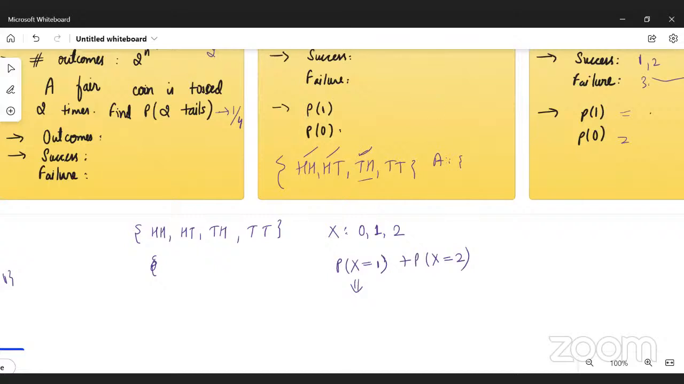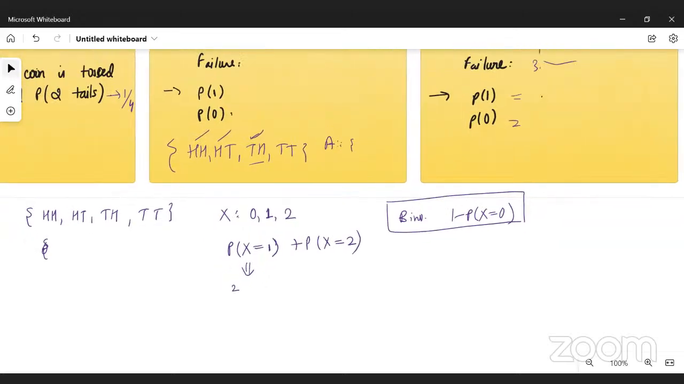2 by 4. So if you want to go by binomial distribution, we can also find it by finding out the probability of X equal to 0, then 1 minus the probability of X equal to 0. Yeah, that is much easier. Yeah, correct.